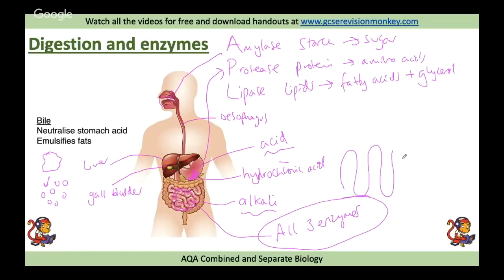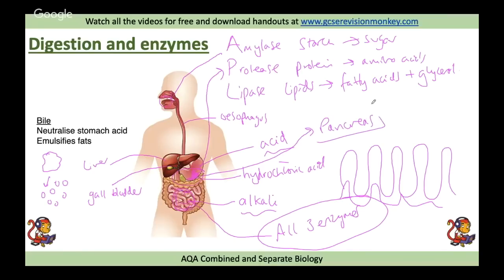That has the villi, again, trying to link your ideas. It's an exchange surface, so it's close to a blood supply, which will quickly take the nutrients away and maintain a concentration gradient, and all the small pieces will go into the blood. The pancreas is hidden behind here. This is where all three enzymes are produced as well. So three enzymes produced in the pancreas, but the food doesn't go into there. It actually goes into the small intestine, which also produces the enzymes.